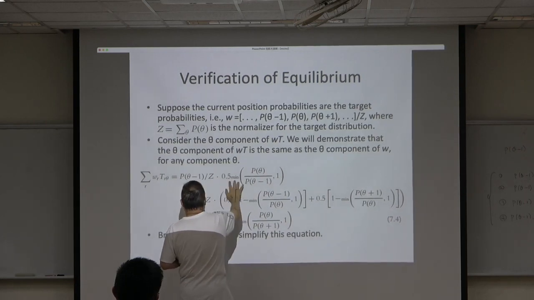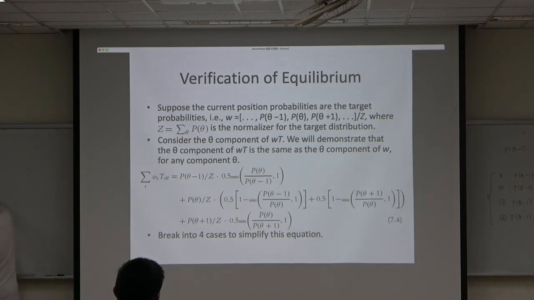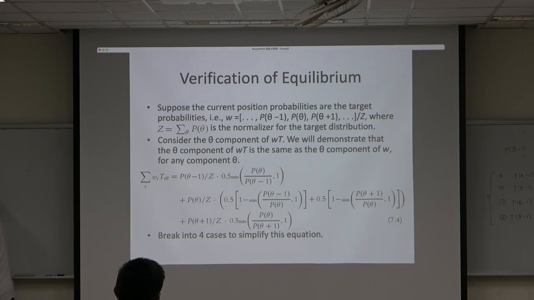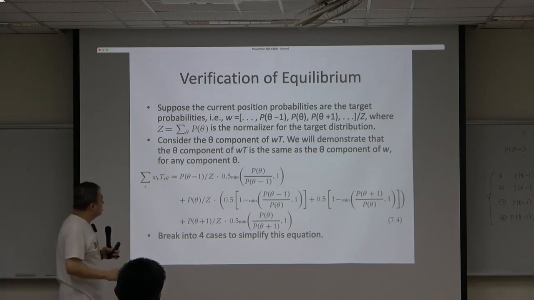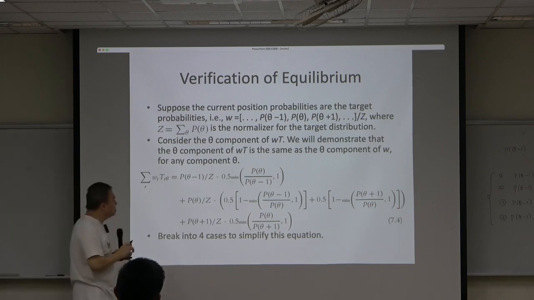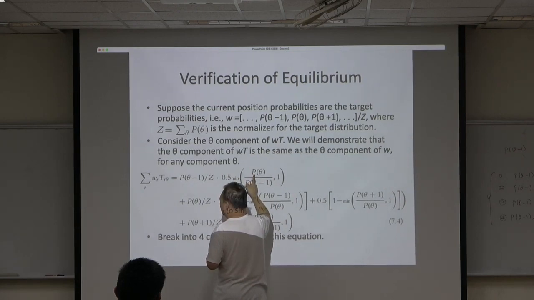So the first term will become p theta minus 1. Okay, this one, right? Oh, sorry, there's a z. Okay, there's a z. Let me just put it like this. Right? This is the first term. This part becomes 1. Okay?